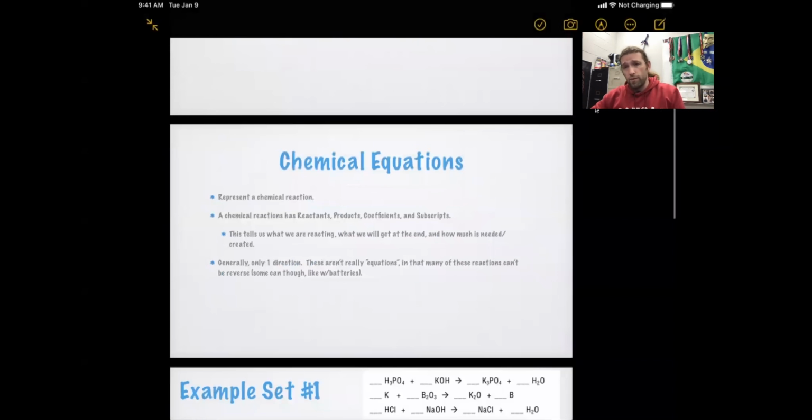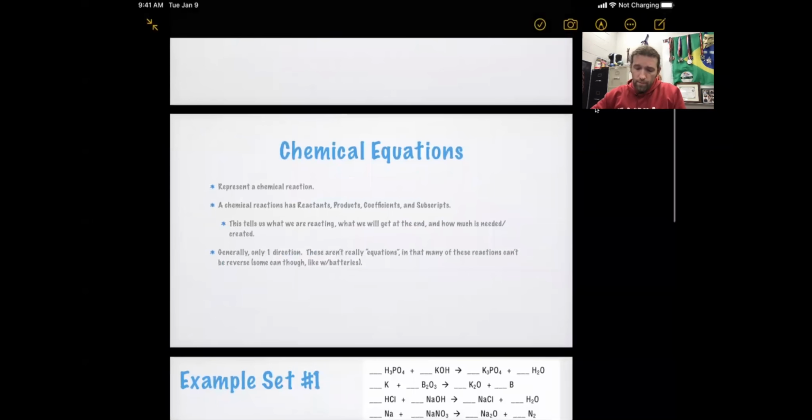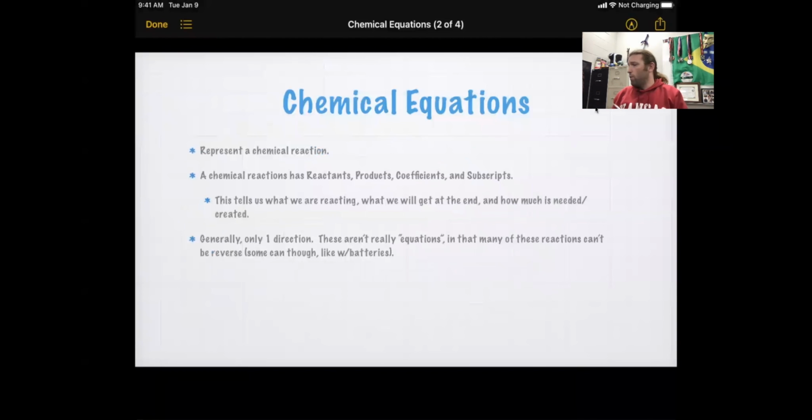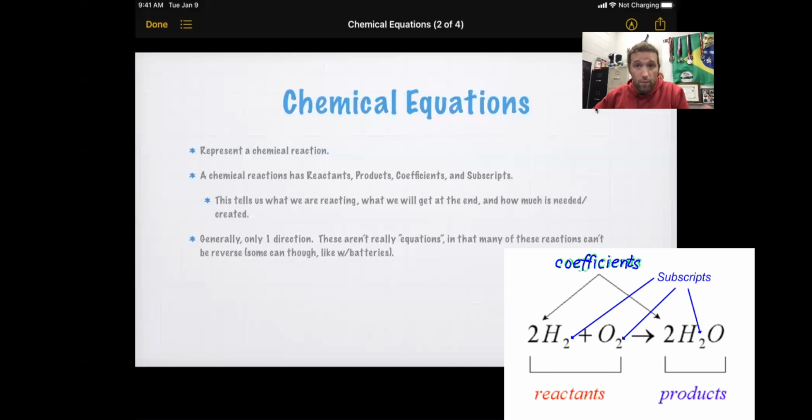So chemical equations. A chemical equation is just a representation of a chemical reaction on paper, and it puts a numerical value to your reactants and your products. Your reactants are the things that you're mixing together to get the chemical reaction to happen. And your products are the things that you get after those two things react.